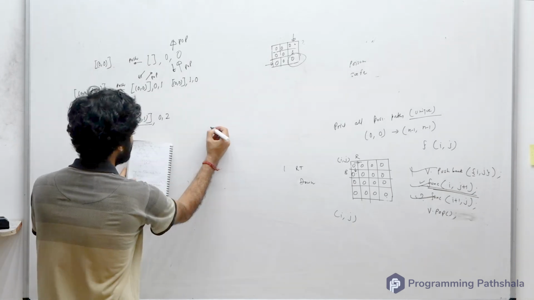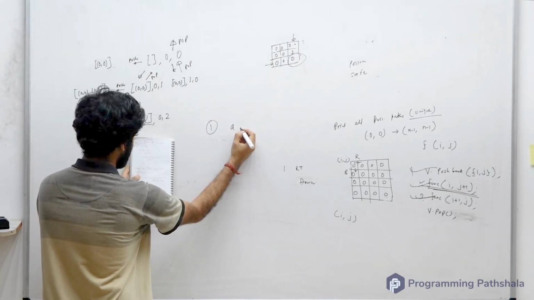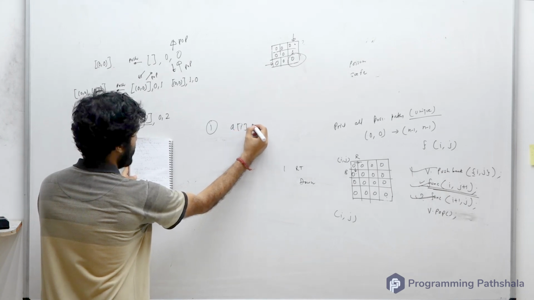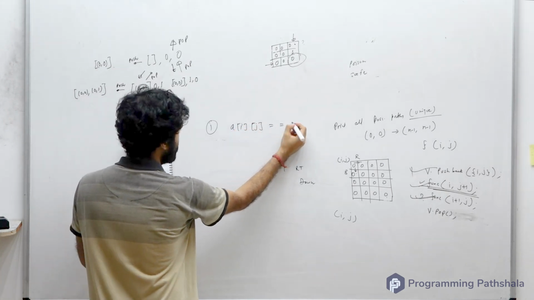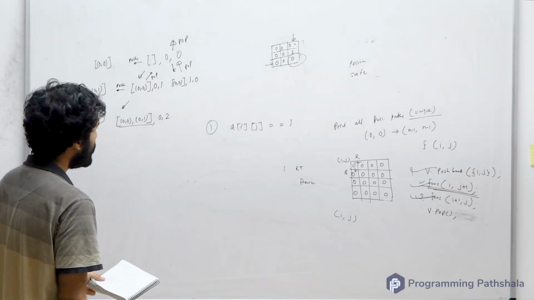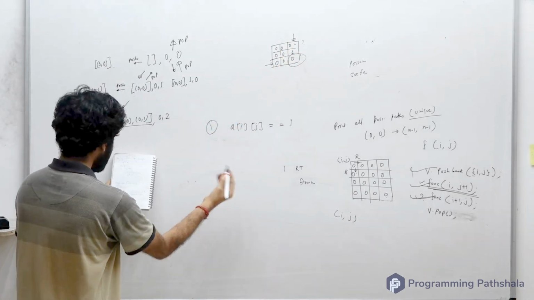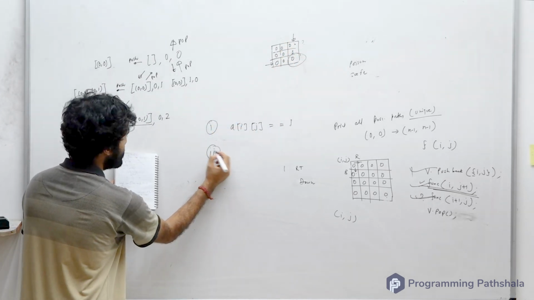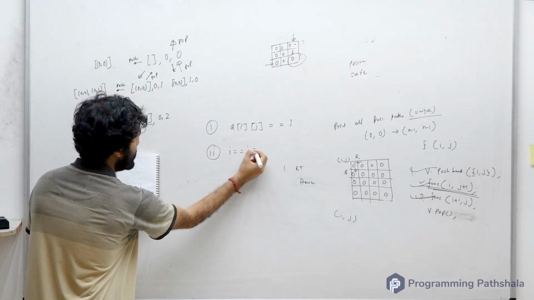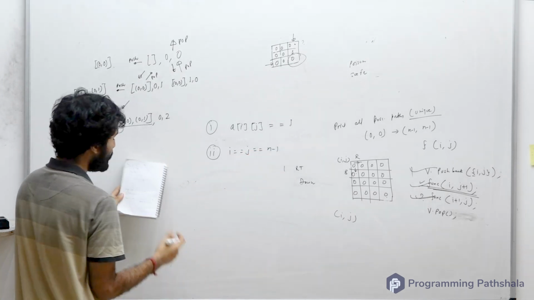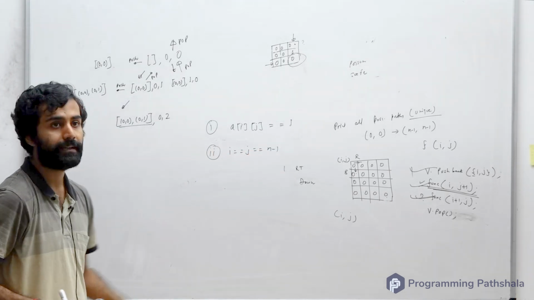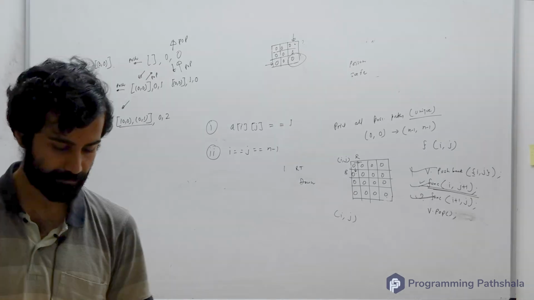What was the first termination condition? That A[i][j] was equal to 1. Okay, so here you simply return and don't go down further. And the second termination condition was that your i and j both were equal to n minus 1. So here you print the contents of your vector and then you simply return.